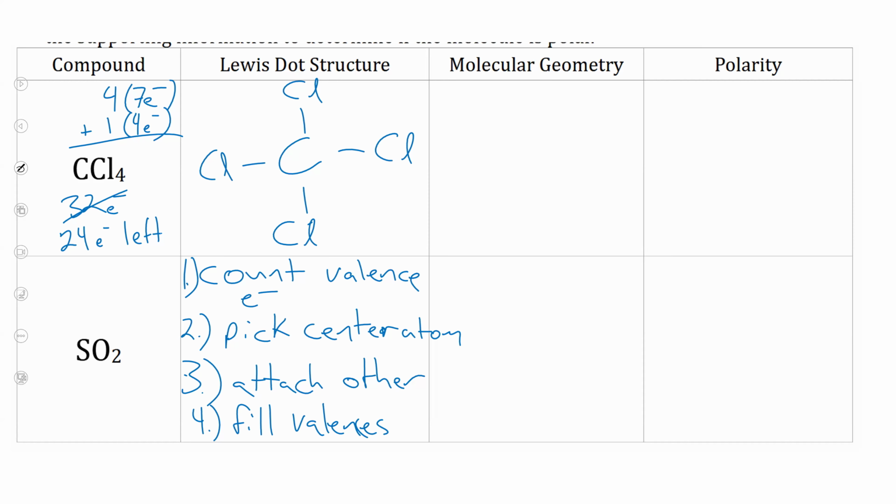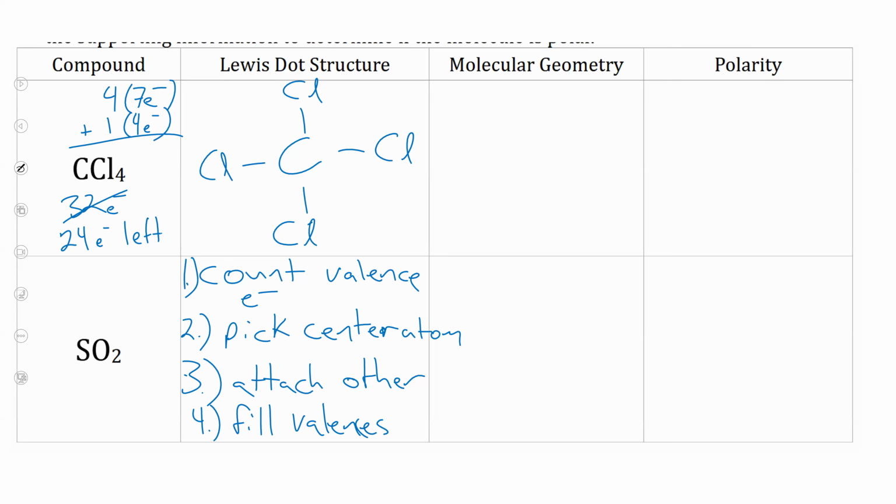You can technically go in any order you want. I usually find it easier to start at the outside and work in, especially when it's a symmetrical molecule like this. I've got 4 chlorines, and each chlorine still needs the same number of electrons. How many electrons do I still need to add to fill a valence? I need to get to a total of 8.